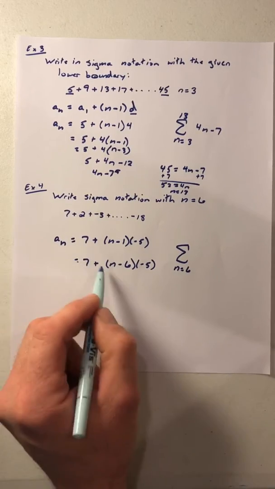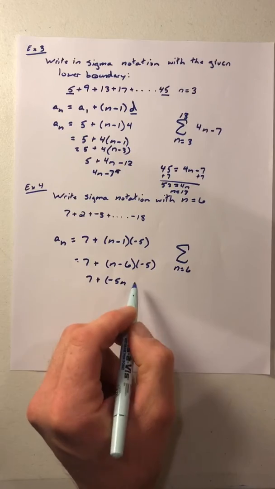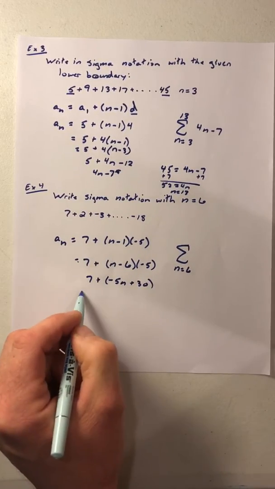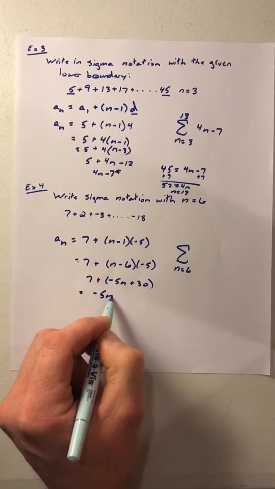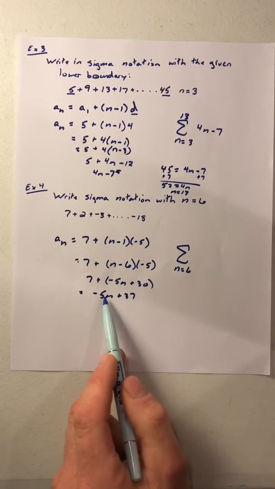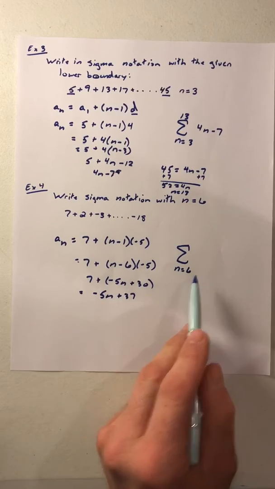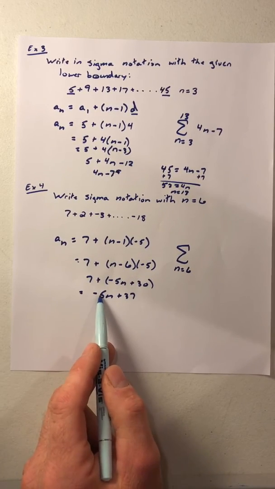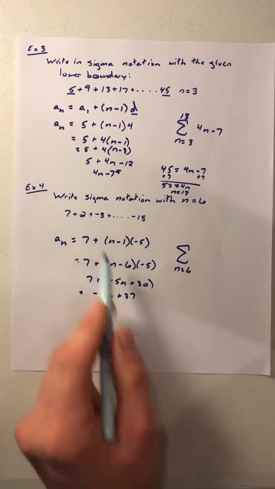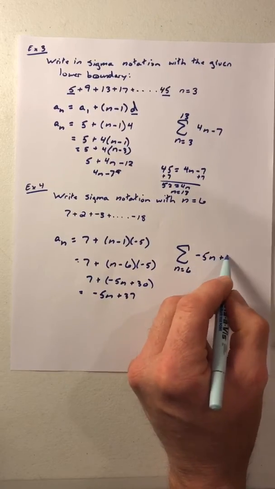So now I can go ahead and simplify this. I get 7 plus a negative 5n plus 30. Simplifying that, I end up with negative 5n plus 37. We can definitely go ahead and check this. If I plug in 6, negative 5 times 6 is negative 30 plus 37 gives me 7. If I plug in 7, negative 5 times 7 is negative 35, plus 37 gives me 2. So we see that that's going to be my explicit formula.